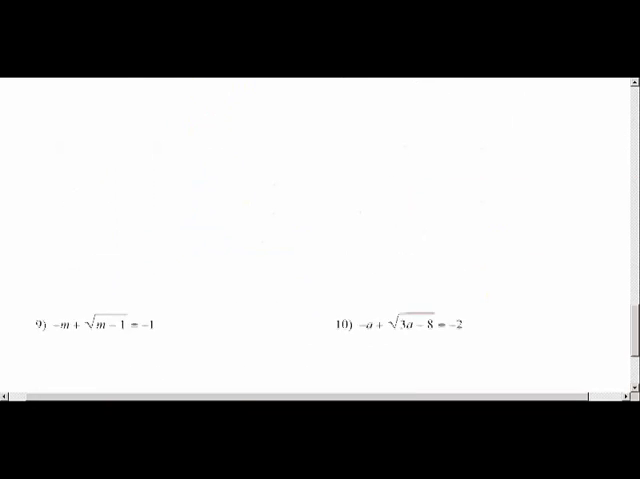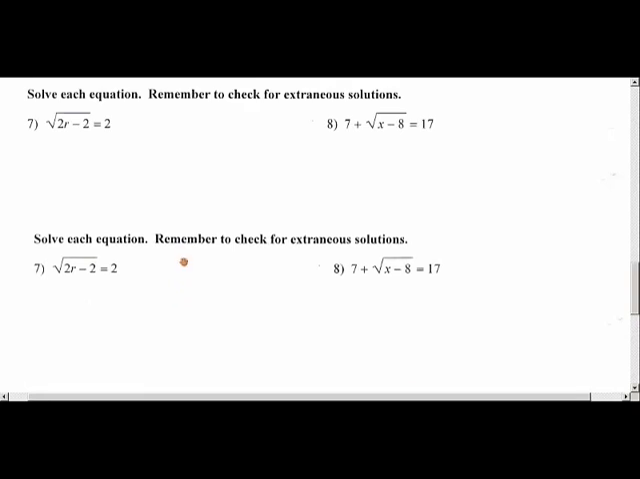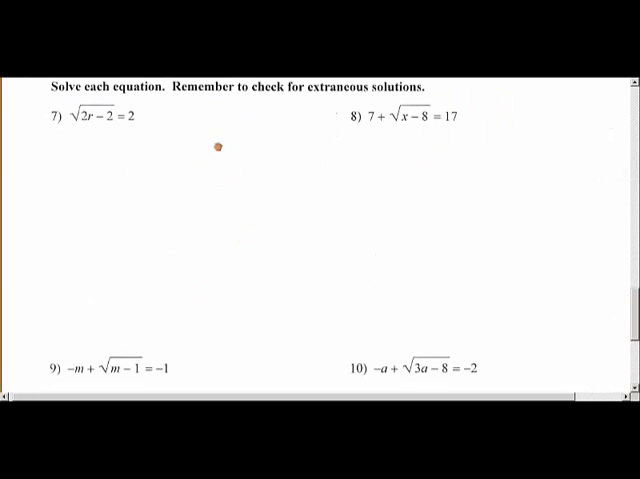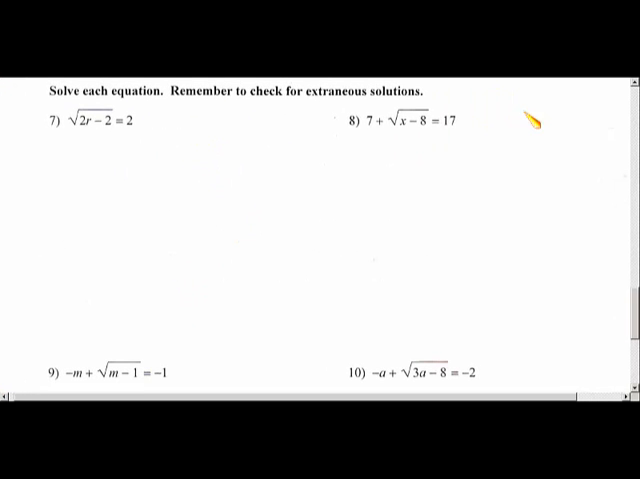Now in the final few problems I have square roots that I'm working with. So I have the square root of 2r minus 2. Well, the radical's already isolated on the left side of the equation. So I'm going to raise both sides of the equation to a power equal to the index of the radical. That gives me 2r minus 2 equals 4.